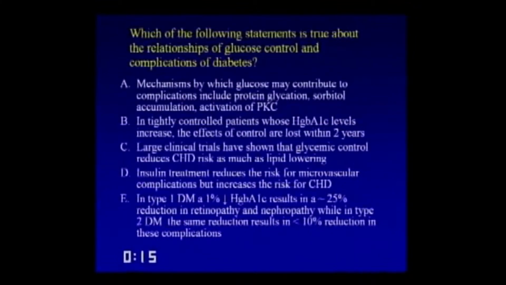A little more complex. A, mechanisms by which glucose may contribute to complications include protein glycation, sorbitol accumulation, or activation of protein kinase C. B, in tightly controlled patients whose hemoglobin A1Cs increase, the effects of control are lost within 2 years. C, large clinical trials have shown that glycemic control reduces coronary heart disease risk as much as lipid lowering. D, insulin treatment reduces the risk for microvascular complications but increases the risk for coronary disease. E, in type 1 diabetes a 1% reduction in hemoglobin A1C results in a 25% reduction in retinopathy and nephropathy, while in type 2 diabetes, the same reduction results in a less than 10% reduction in these complications. If I may have your answer, which of these is true?